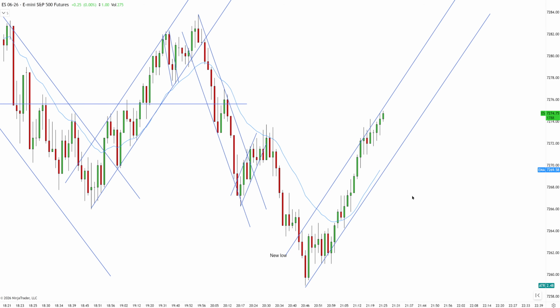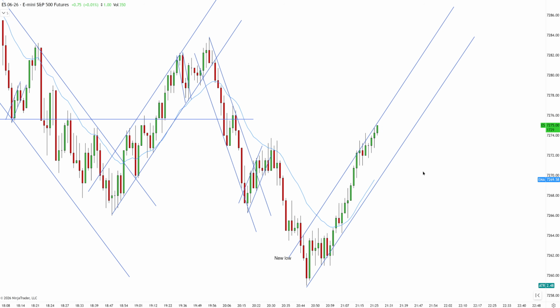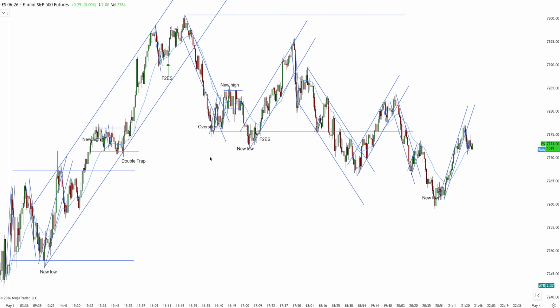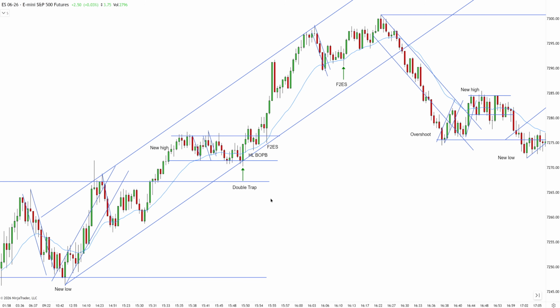Right traders, I came back from the break. Right traders, I'm going to wrap it up with my one trade. So this is the overall structure for today.